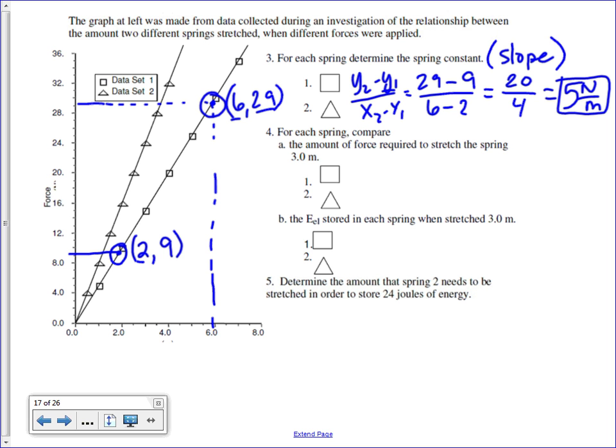Now, I'm not going to work out the second spring because I think you'll understand how to get that. However, I will reveal the answer. You should get approximately, for the second one, the triangle one, 8 newtons per meter.